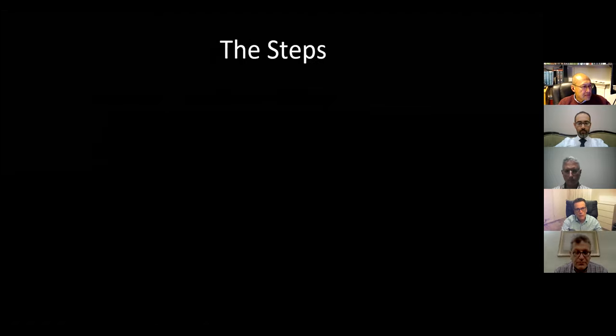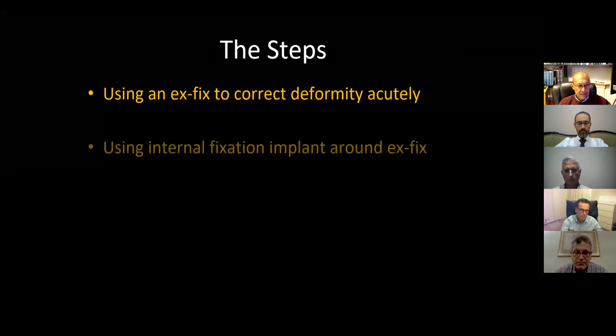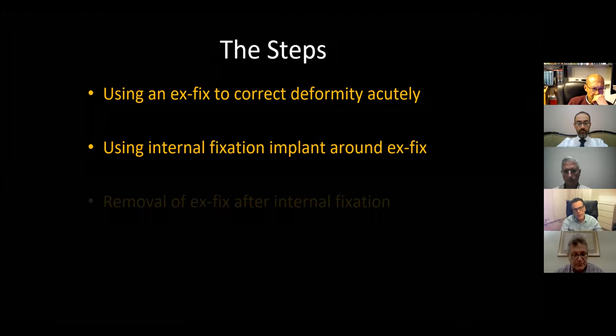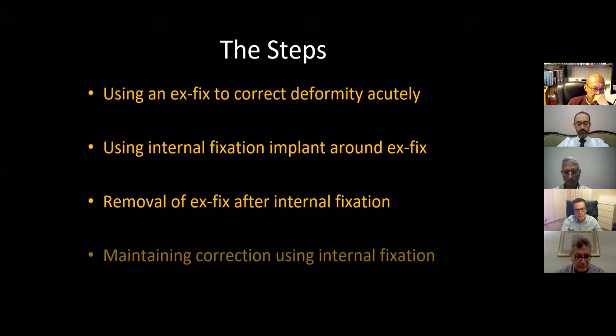So I will illustrate the steps of the technique, and ultimately these are the fact that we use an external fixator to correct the deformity acutely. Then we proceed to use internal fixation. It can be a plate, it can be a nail, around the external fixator pins. Then we remove the external fixator after internal fixation has been performed. And we rely on the internal fixation implant to maintain the correction.